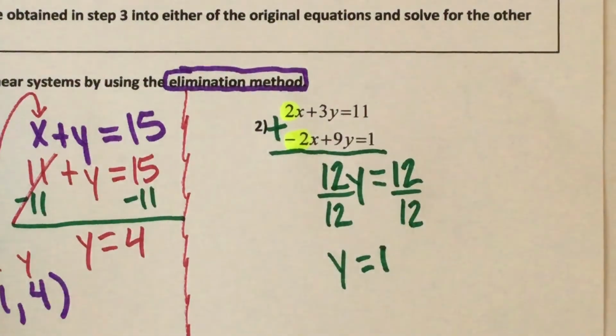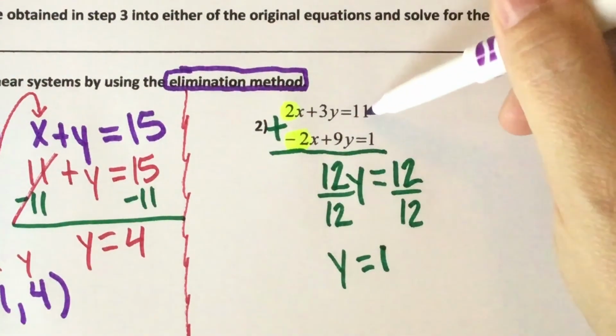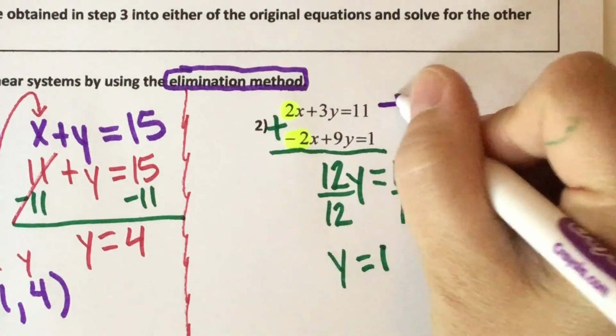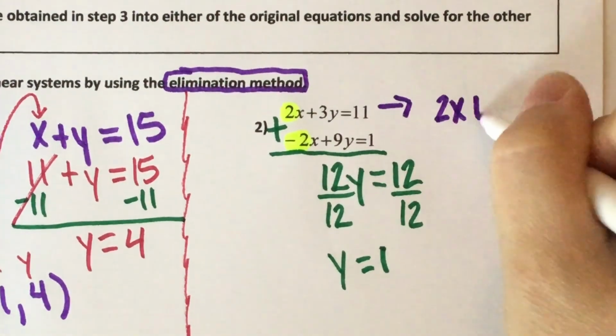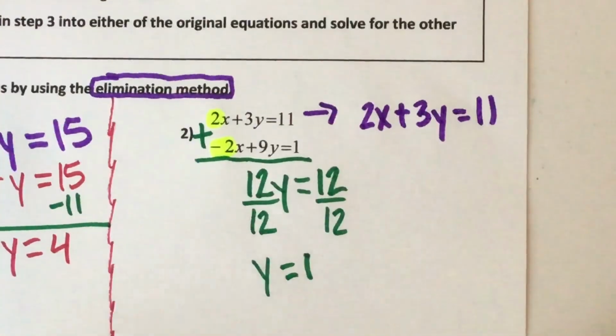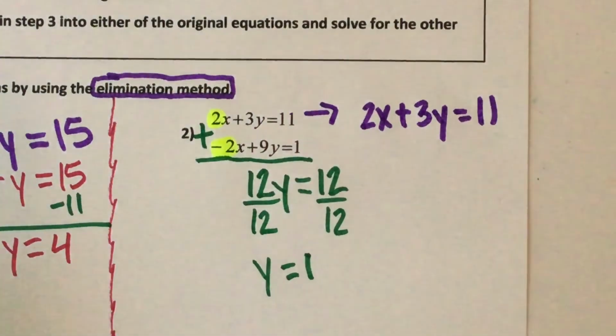Okay, at this point, I decide which equation I like the looks of best. Do I like the top equation better or the bottom? I like the looks of the top equation better, me personally. But it doesn't matter. I can work with the bottom one as well. So I'm just going to recopy that top equation since I like the looks of it.